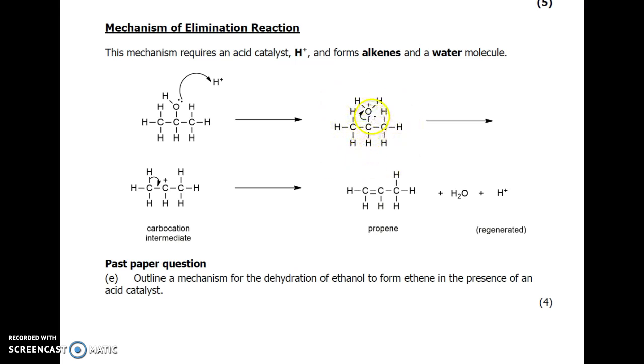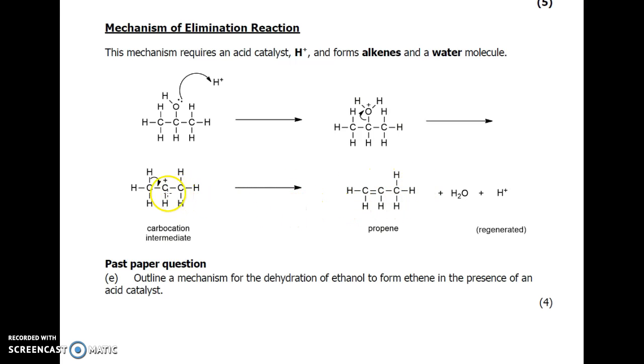And we do that by returning a pair of electrons back to oxygen with this curly arrow by breaking the carbon-oxygen bond. This leaves us with a carbocation intermediate. Okay, so it's a cation because it's a positive ion, and it's based on a carbon. And now this carbocation is transformed into an alkene.